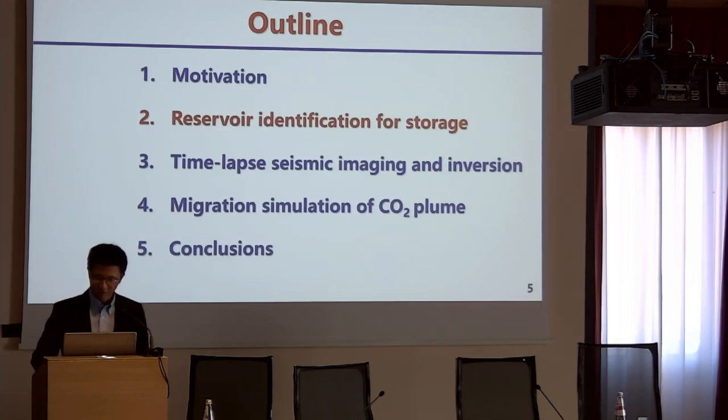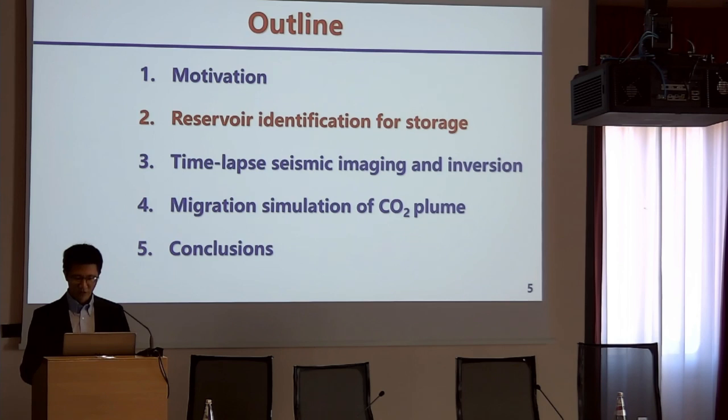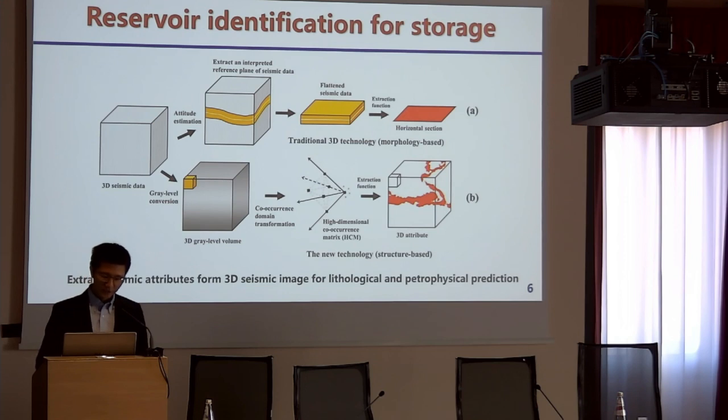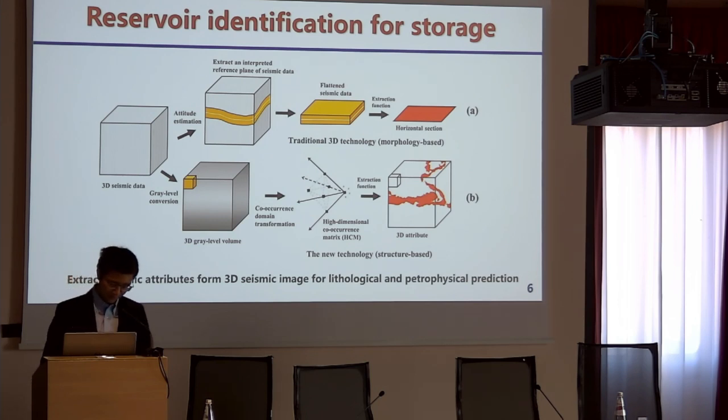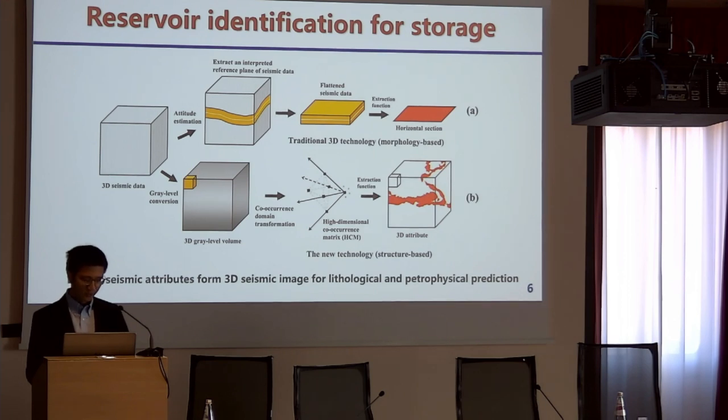The first part is the reservoir identification from 3D seismic imaging. In each part, we developed some new methods to solve the practical applications. In the reservoir identification, the problem we met is that the usual method, such as the gray level co-occurrence matrix method, is only designed for 2D seismic data. It struggles with the 3D seismic volumes.